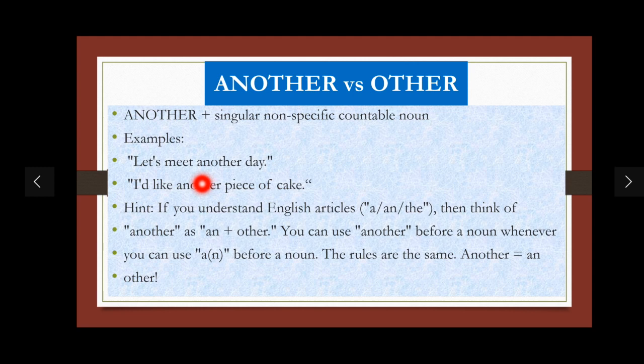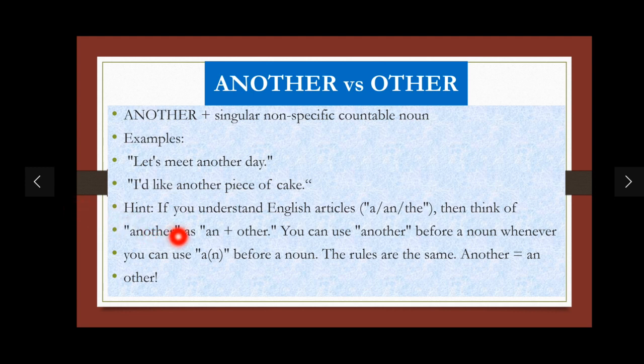And when we say another day, we are talking about a day that is non-specific. And you can see that I use here day, not days, so it is singular. According to the structure, another plus singular non-specific countable noun. I would like another piece of cake. So again, you can see that another piece of cake, I'm talking about a piece of cake that is non-specific.